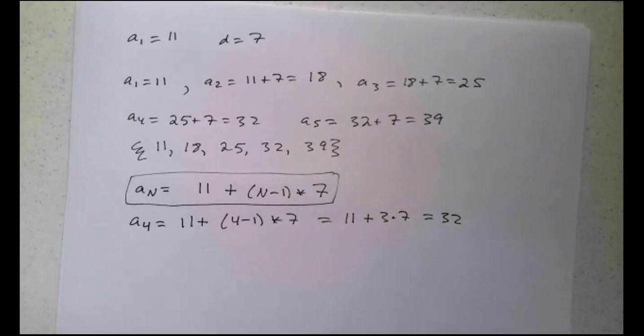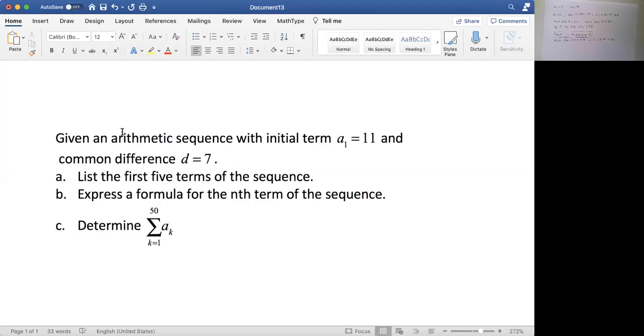Now what can we do? What's the next thing that it wants us to do? It wants us to find a formula, or excuse me, to determine the sum as k goes from 1 to 50 of a sub k. So let's write that down. Sum as k goes from 1 to 50 of a sub k.